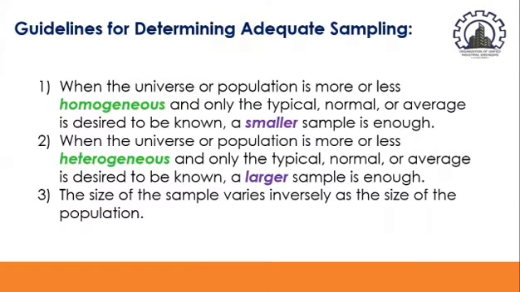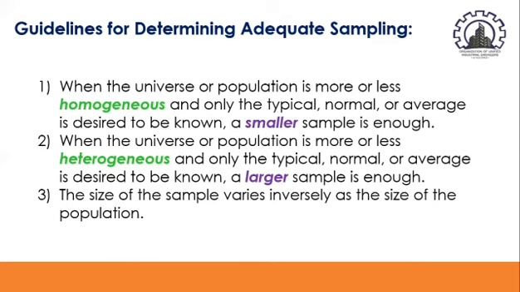So, the guidelines for determining adequate sampling. Take note that the size of your sample is usually determined before the conduct of any study, okay? Now, there are no fixed rules in determining the size of a sample needed. However, there are broad guidelines that should be observed in determining the size of a sample. And among these guidelines are the following.